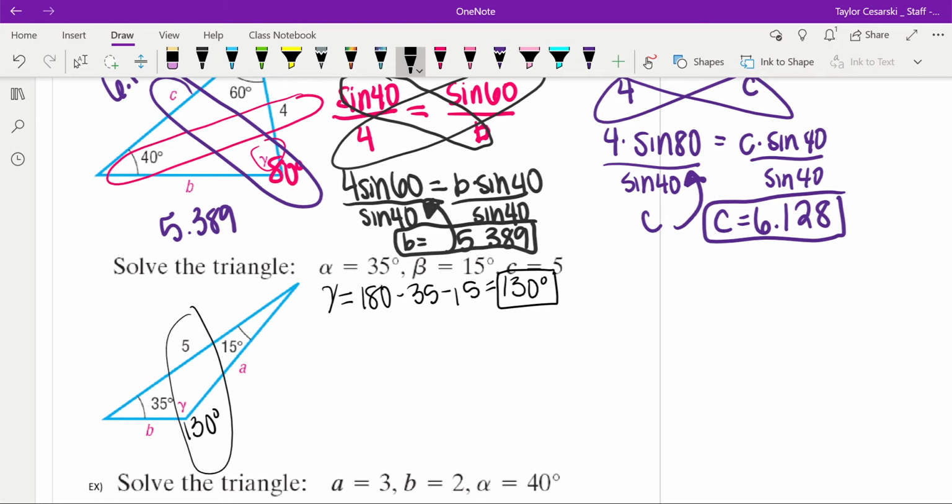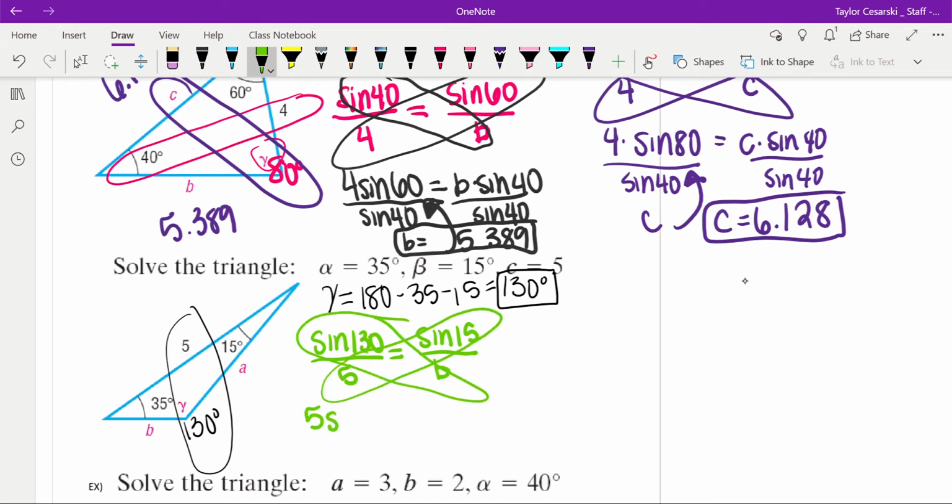So this time I have this first proportion here. So sine of 130 over 5 equals sine of 15 over b. Remember, it's the ones that are across from each other. Alright, I'm going to cross multiply. 5 sine of 15 equals b times sine of 130, and divide both sides by sine of 130, and you should get b equals 1.689.